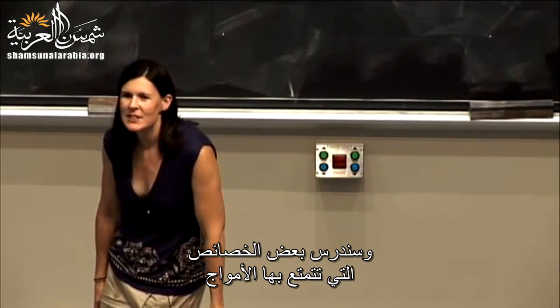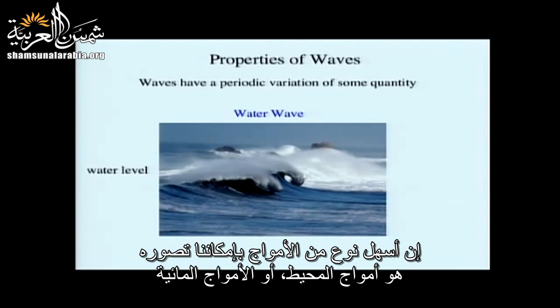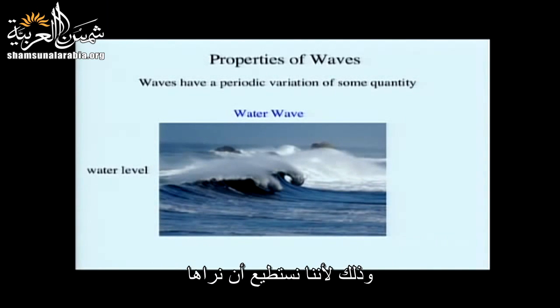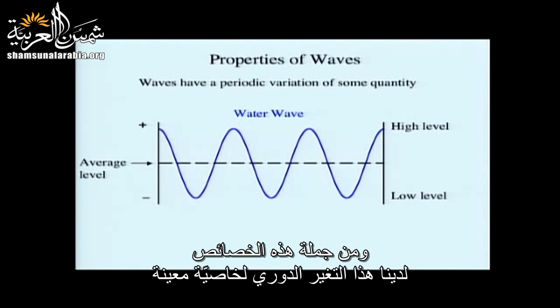So we'll start with thinking about some properties of waves that are going to be applicable to all waves that we're talking about, including light waves. The easiest kind of waves for us to picture are ocean waves or water waves, because we can in fact see them, but they have similar properties to all waves. And those properties include that you have this periodic variation of some property.